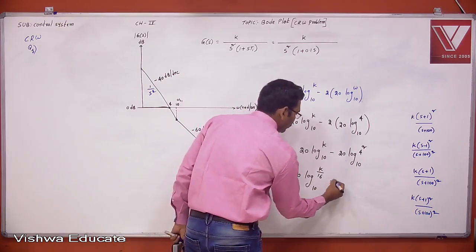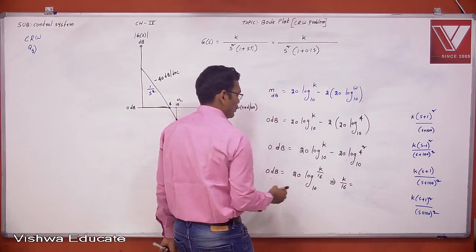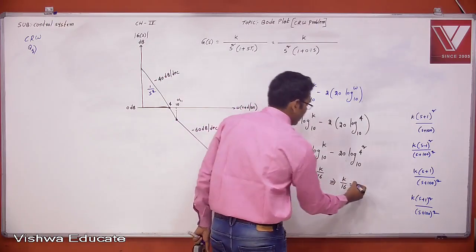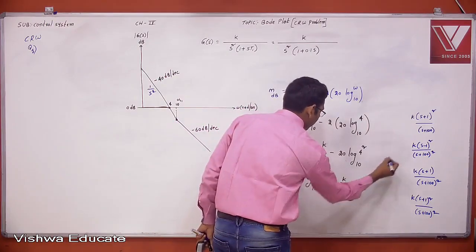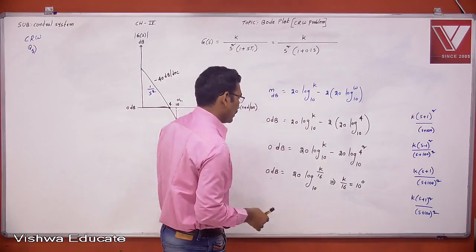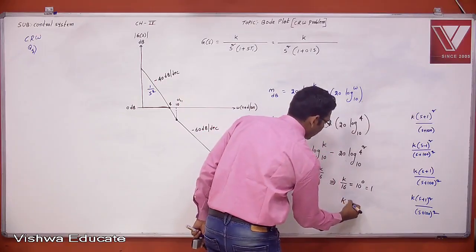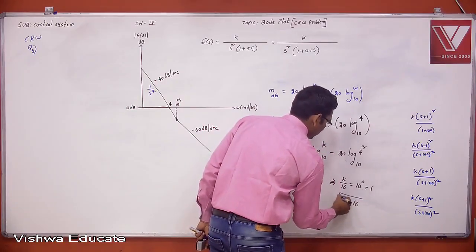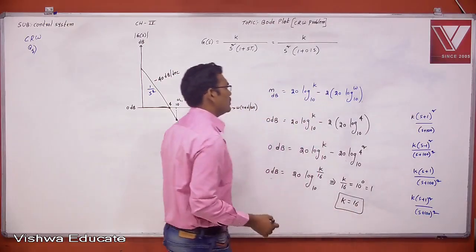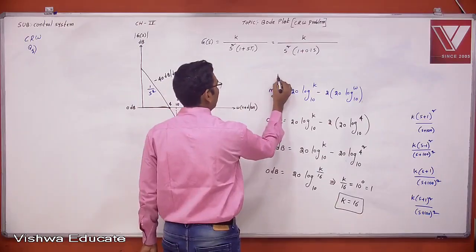Therefore K by 16 is equal to 10 power 0 by 20, that is 10 power 0, which is equal to 1. Therefore K equals 16, the system gain K equals 16, because this is omega square. Or you may write it like this also, it's not a problem.